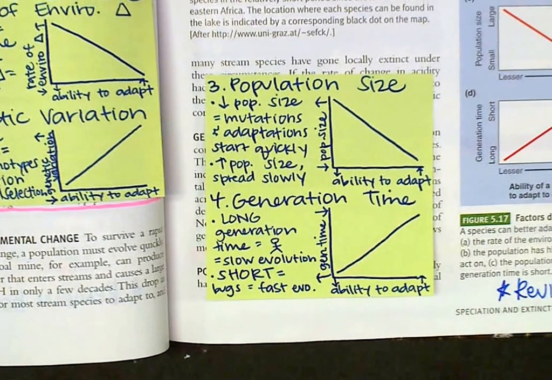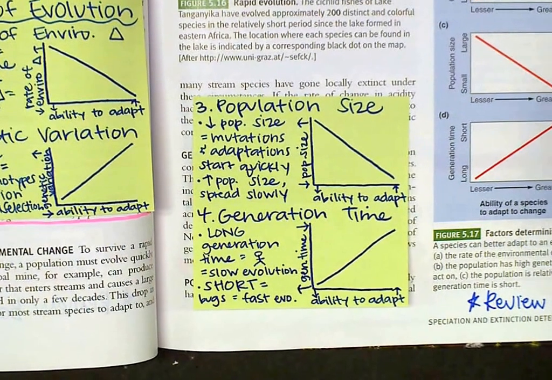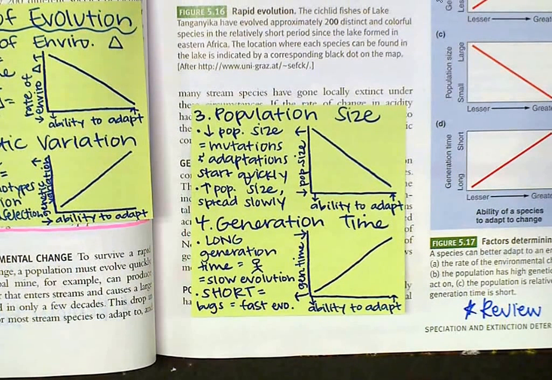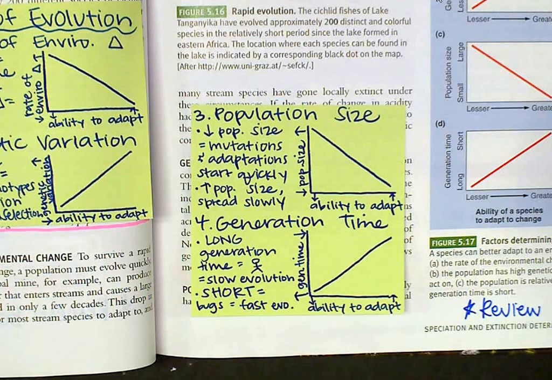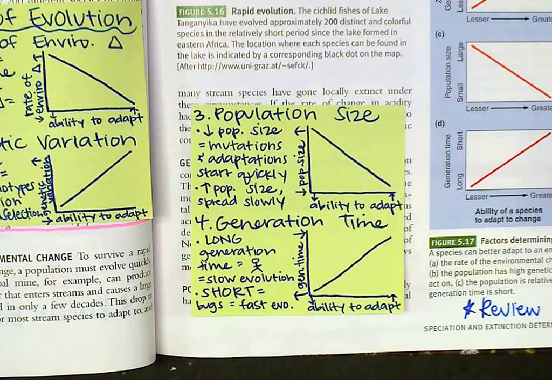All right, number 3, we have population size. The lower the population size, the faster mutations and adaptations start. If it's a small population and one mutation comes by, it's going to spread among the population really, really fast. However, if we have a large population size, the mutation is going to spread pretty slowly.